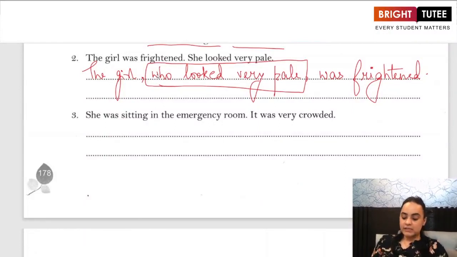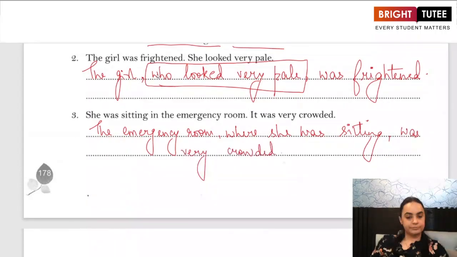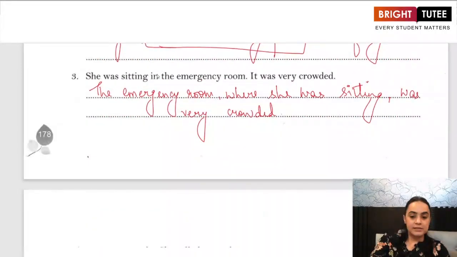Next, she was sitting in the emergency room. It was very crowded. So I say the emergency room, comma, where she was sitting, comma, was very crowded. Okay, let us look at the other sentence.